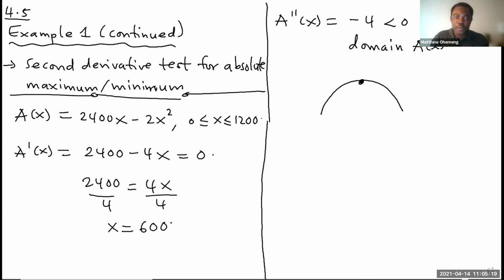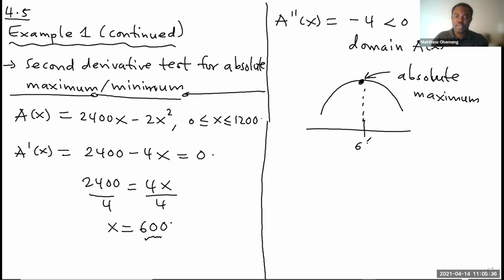So at the turning point where we set it equal to 0, which is at the 600, there has to be what? An absolute maximum. So that's the second derivative test, absolute maximum at x equal to 600. So in summary, for the second derivative test, just get the second derivative of the function, check for the domain of the function, and see whether it maintains whether it's always concave upward or concave downward.